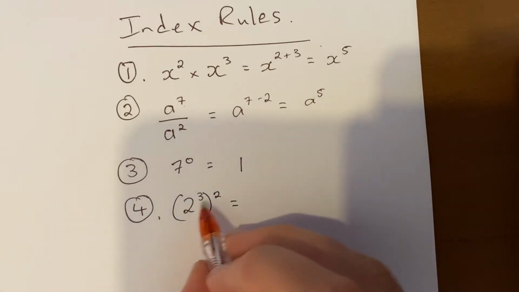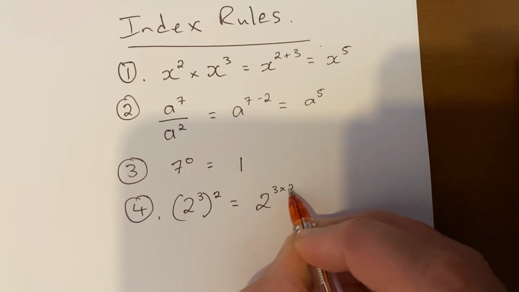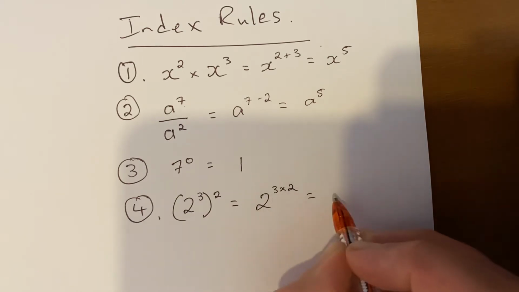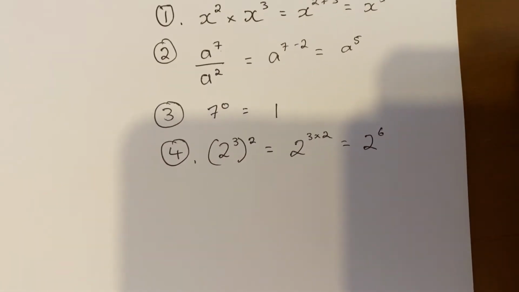And the last one, 2 to the power of 3, all to the power of 2, is 2 to the power of 3 times 2, and that's 2 to the power of 6. So if you're confused on those, please watch the last videos. Now we want to look at these in combined form.